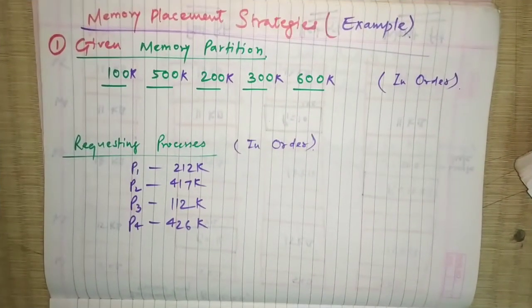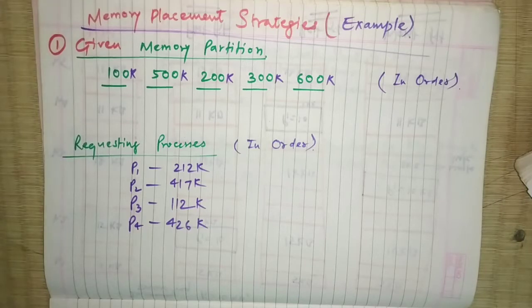Example of memory placement strategies. Okay, what we have seen in the earlier video is first fit, best fit and worst fit. First fit allocates the first hole that is big enough, best fit allocates the smallest hole that is big enough, and worst fit allocates the largest hole that is big enough.